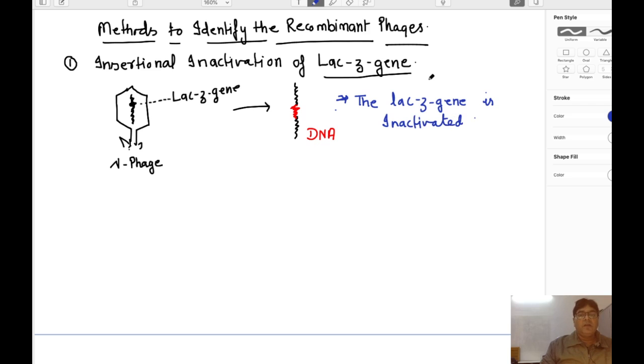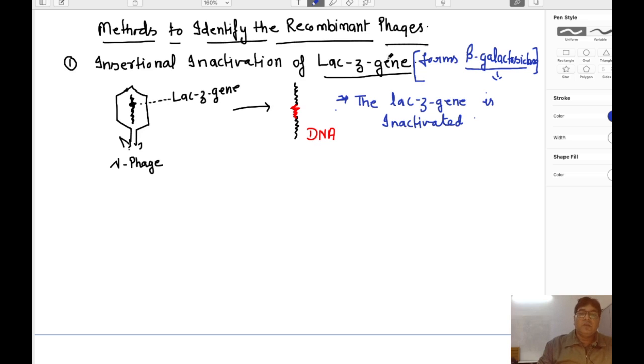All right, and we know the functions of this lacZ gene. This lacZ gene forms an enzyme beta galactosidase, and this beta galactosidase turns certain substances like xgal into a blue colored substance. So this beta galactosidase converts xgal, that is a chemical substance. You can find about the xgal in my other videos. So this beta galactosidase turns the xgal into the blue color.